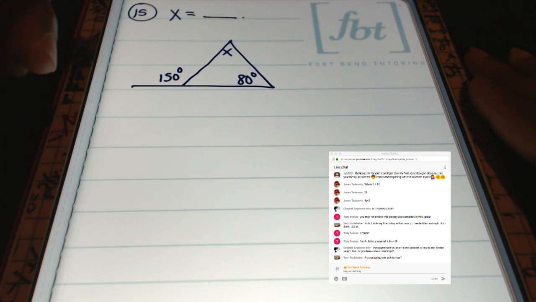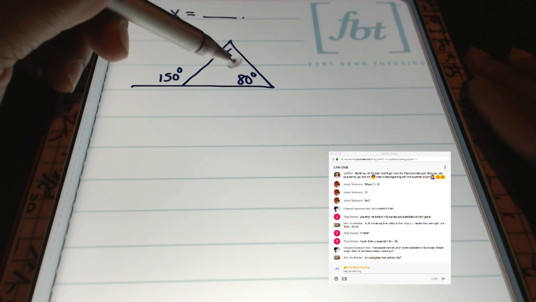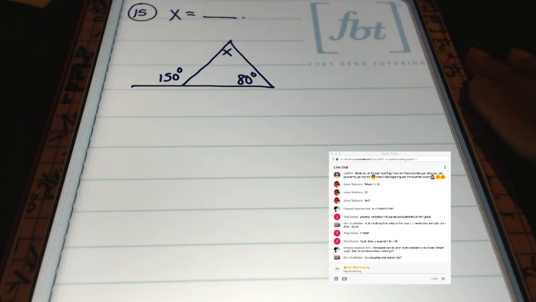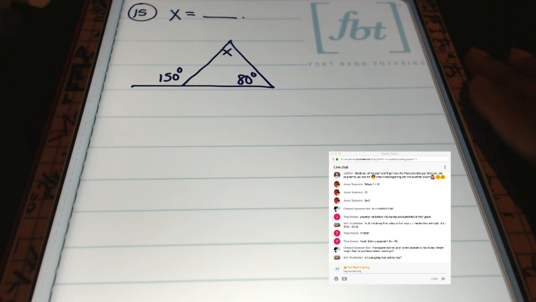For problem number 15, we have the remote angle rule, the exterior angle rule, going on. The bottom line is that the sum of these remote angles, the x and the 80 degrees here, must be equivalent to the 150 degrees.